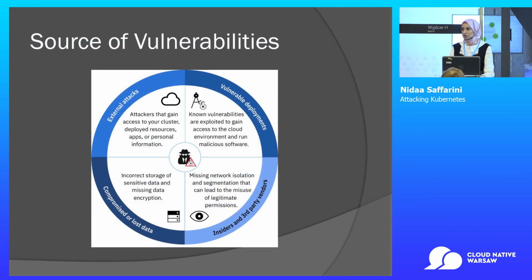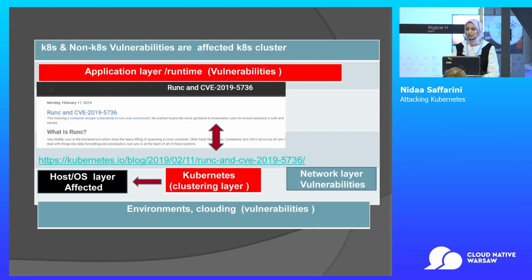So, the sources of vulnerability are external attacks, vulnerable deployments, the volumes themselves, or any misconfiguration in the network. Let me talk about some interesting vulnerabilities from the history of Kubernetes. The runC vulnerability is a CVE from 2019, discovered in February.